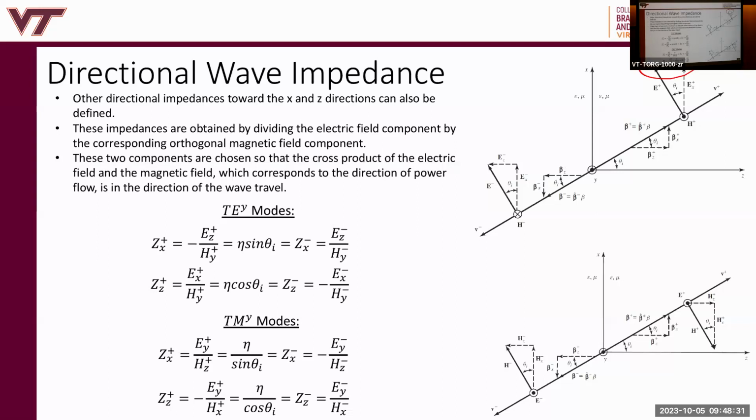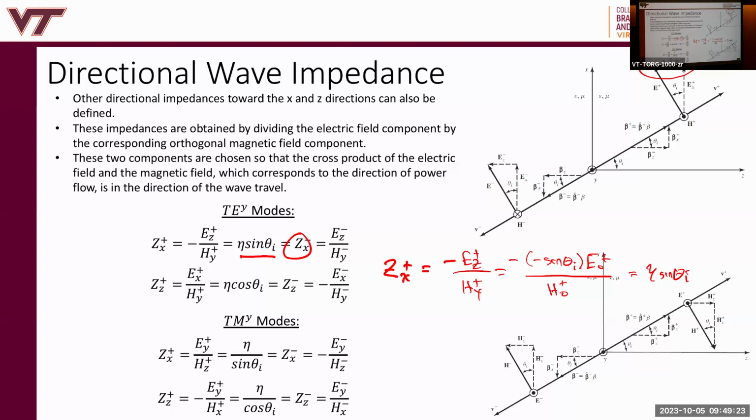So ZX plus is minus EZ over HY, and you get eta sine theta because E over H is eta. Think of it like this. We have ZX plus equals minus EZ plus divided by HY plus. Minus EZ is minus times minus sine of theta times E naught plus, and then you divide that by HY plus, which is all of H, so that's H naught plus. So E over H is eta, and this becomes eta sine of theta. That's also equal to EZ over HY for the minus direction of travel.